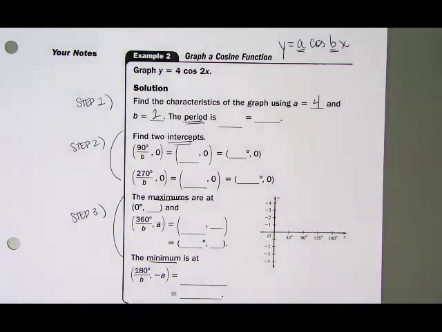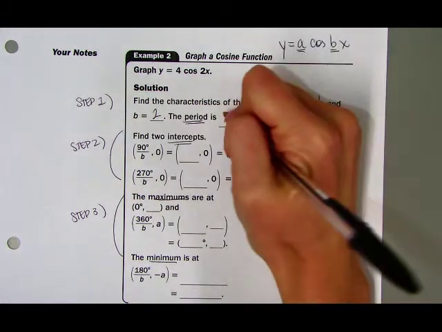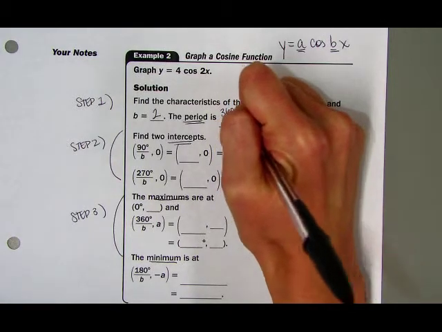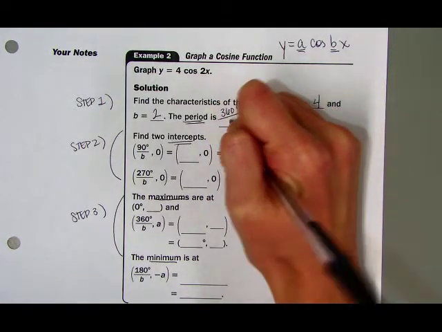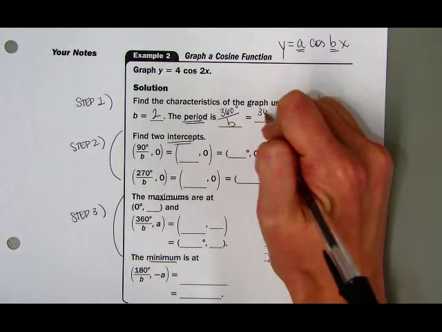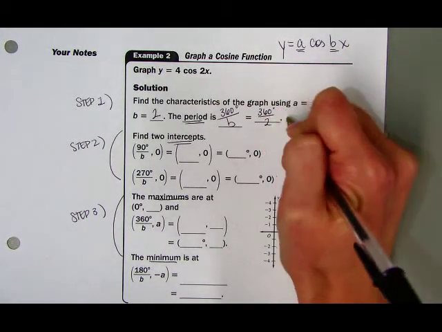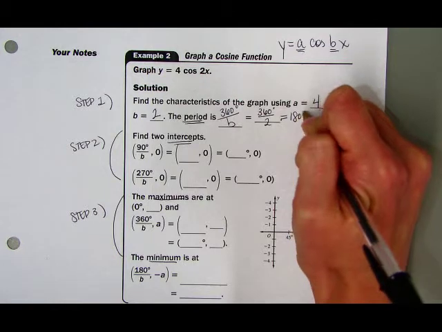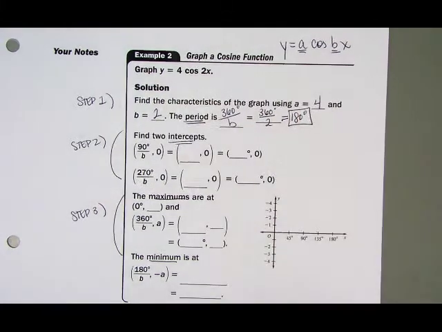The period, again, one full time around our unit circle is 360 degrees. So we get the period by taking 360 degrees and dividing it by our B value. So 360 degrees divided by 2 gives us a period of 180 degrees.